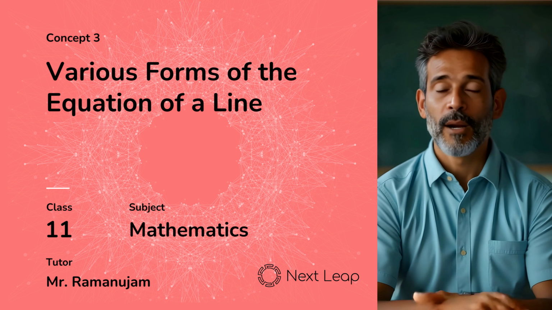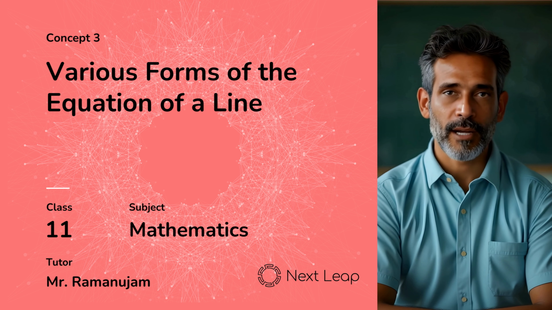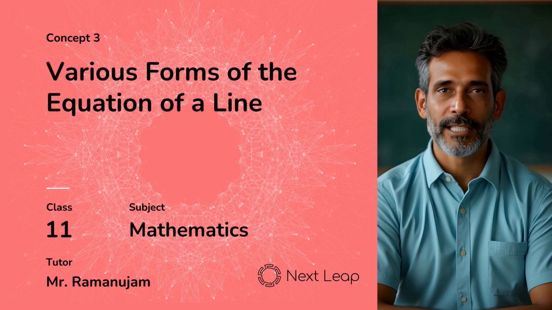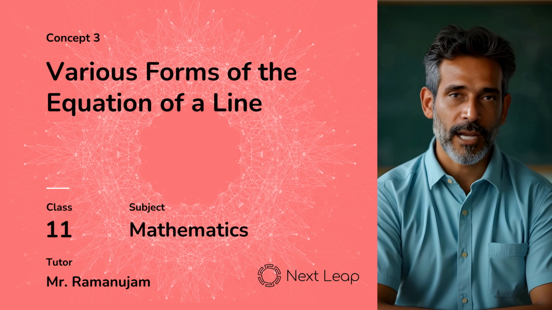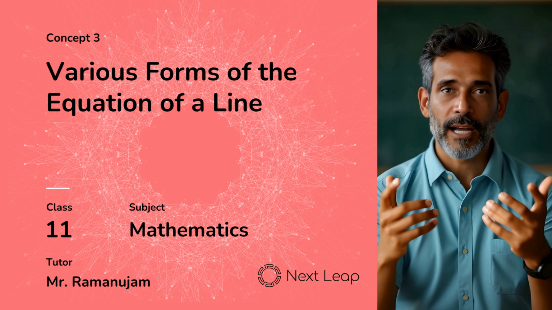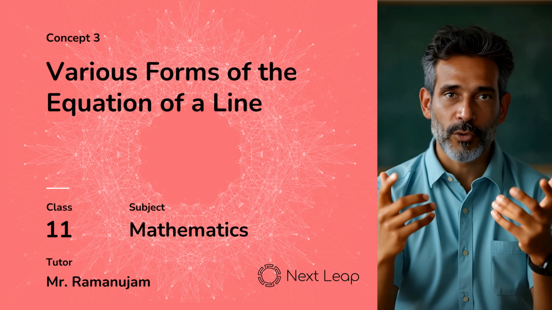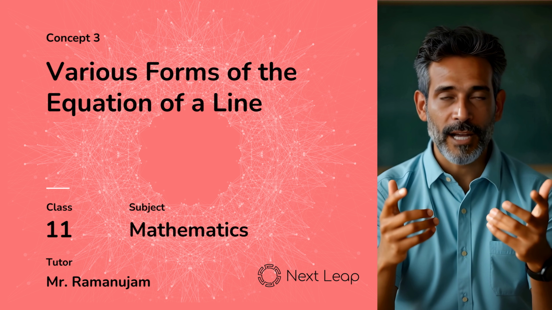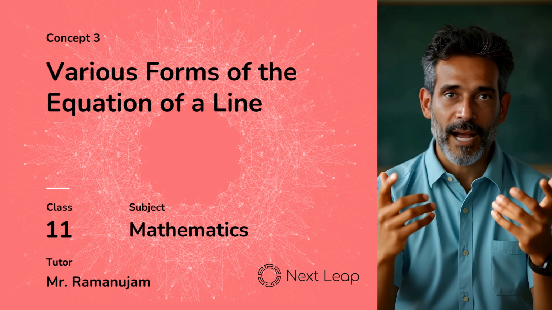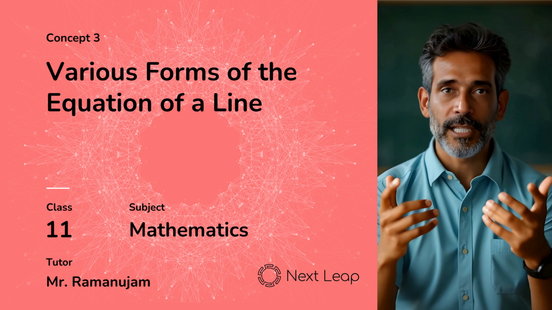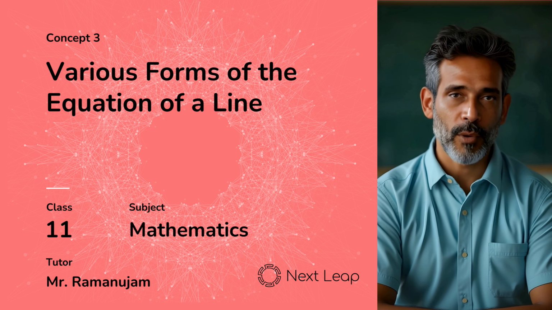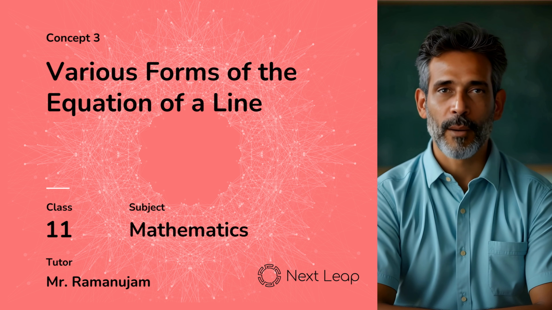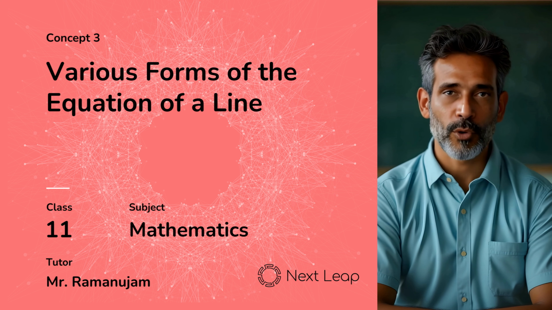Now, a line on this plane is much more than just a drawing. It's the set of all points that satisfy a special kind of equation involving x and y. Specifically, every point on the line fits into a linear relation: ax + by + c = 0, where a, b and c are numbers, but a and b are not both 0.